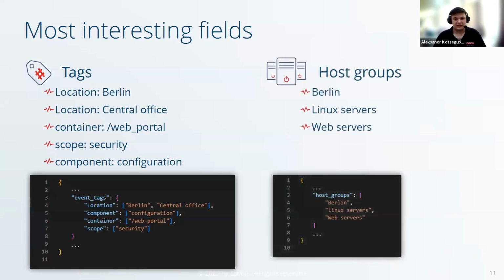And the next field is host groups. This field is not as difficult to understand as tags, because it's just a list of Zabbix host groups. And in a rulebook condition, you can check that this host is linked with some Zabbix host groups.